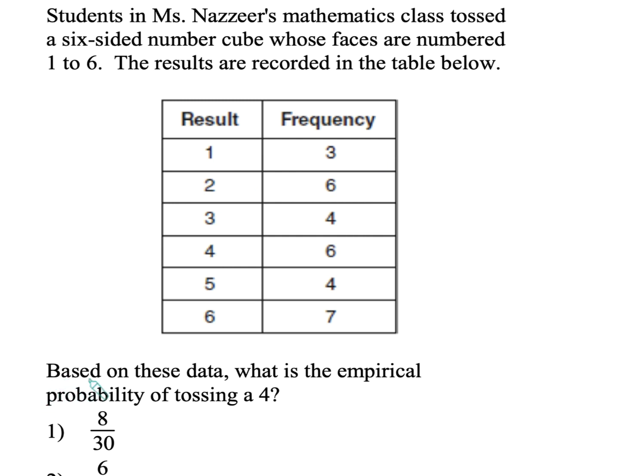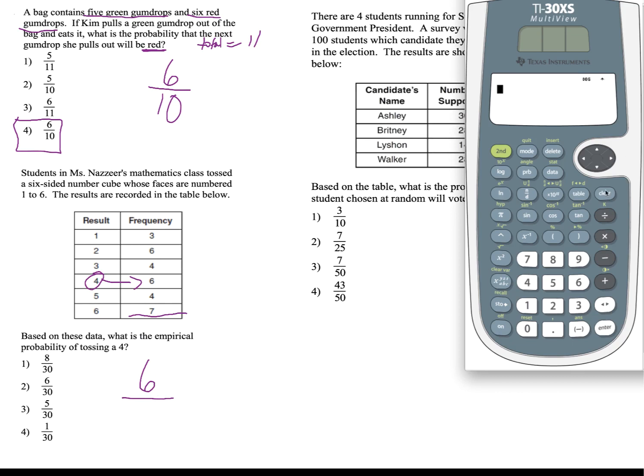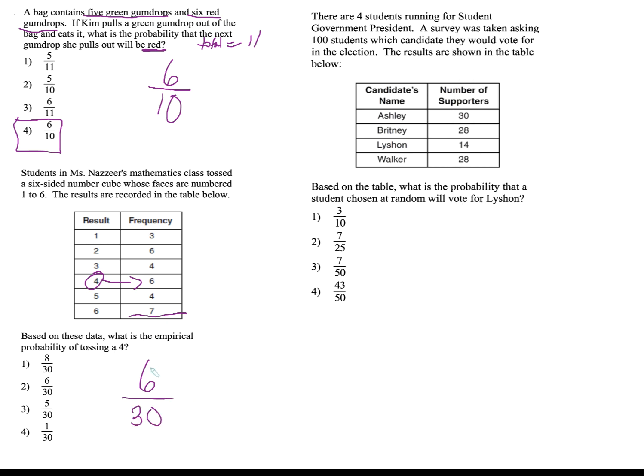Now the question states, based on these data, what is the empirical probability of tossing a 4? So we want a 4, so here's a 4, and that occurred 6 times. So that is 6. And what is our total? So we have to add all of this. So let's get our calculator. So we have 3 plus 6 plus 4 plus 6 plus 4, and we're adding 7. And our total is 30. So our answer is 6 over 30, and again, they did not simplify. So our answer is 2.